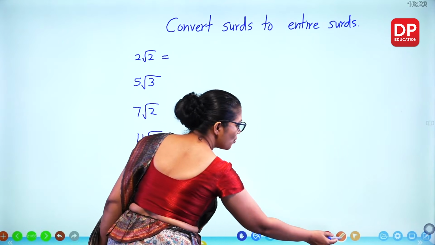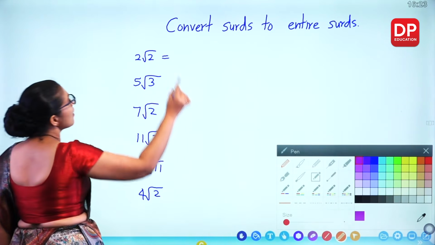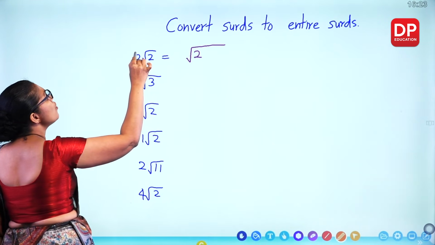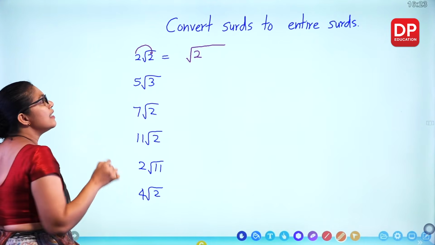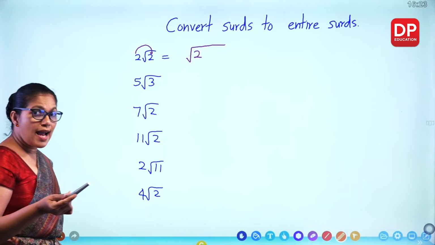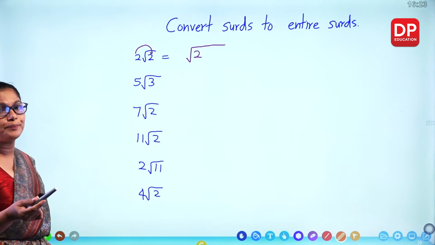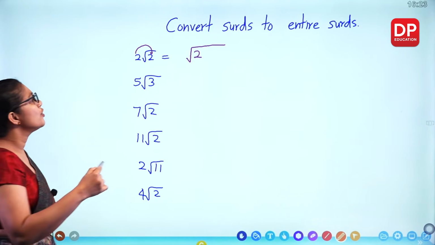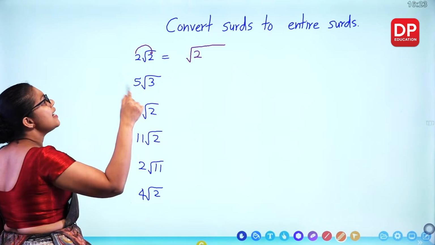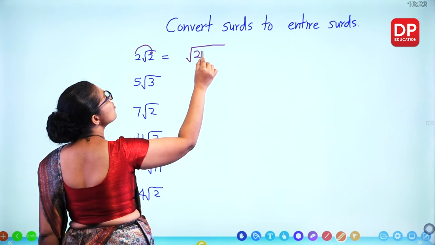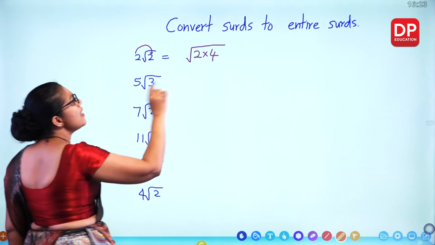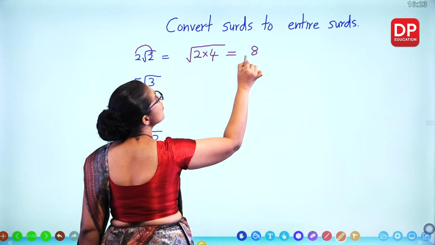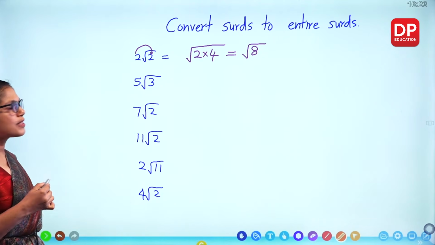So what we can do, we'll write 2 as it is, and here 2 we need to take inside. So when you are taking inside, you get square term because 2 squared is 4. Square root of 4 is 2. So here when you are taking 2 inside, it becomes the square term. So what is 2 squared? You get 4. Then you just multiply the inside numbers. 2 times 4, you get 8. So the entire surd is root 8.